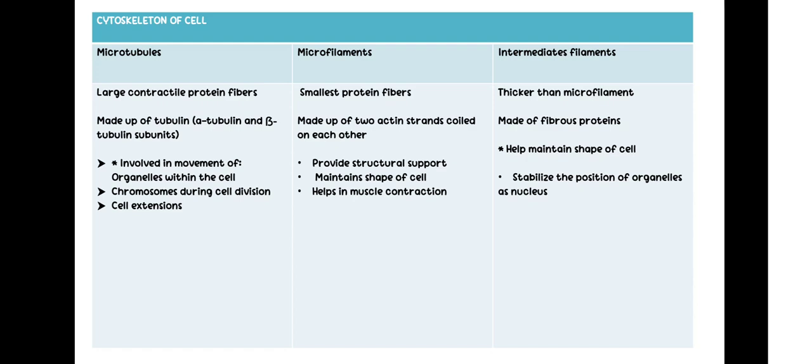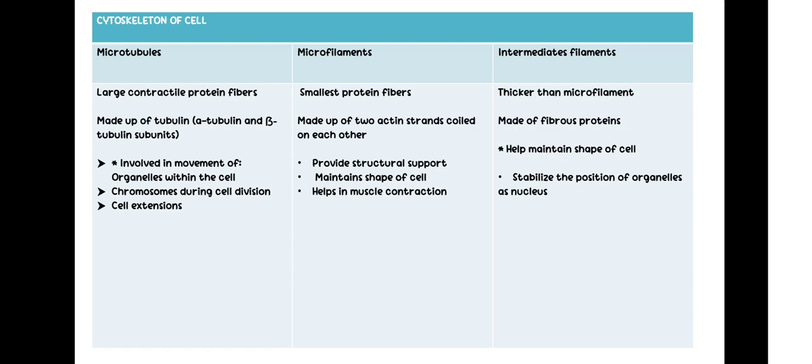They are mainly protein, made up of two actin strands coiled on each other. Two strands are there and they are coiled to each other and provide structural support, giving support to the structure and maintaining the shape of the cell. They also help in muscle contraction. When present in the muscles, they help in muscle contraction.